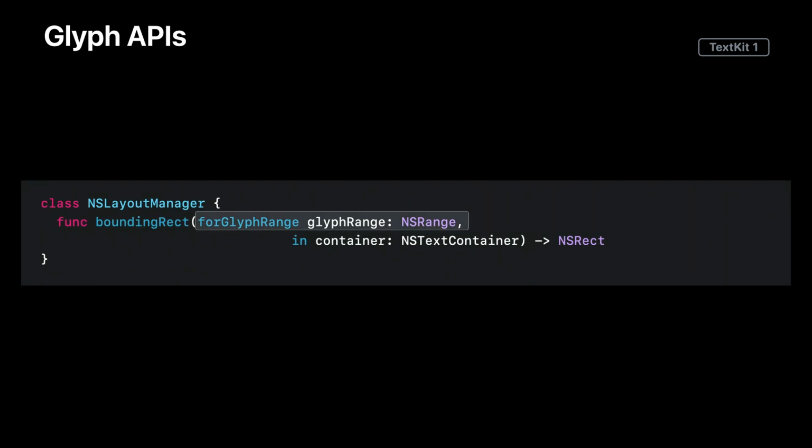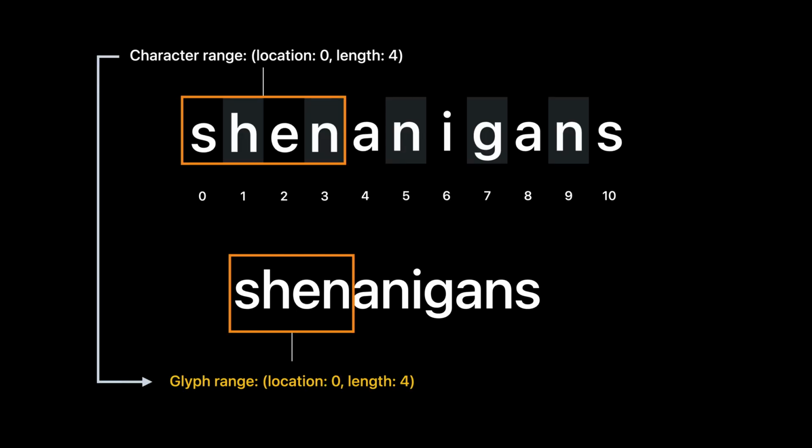Many of the APIs in TextKit 1 require working with a glyph index or range. For example, to get the bounding rectangle of some text, you need to know the glyph range of the text you want. If the text is in a Western language, figuring out the right glyph range isn't too bad. In this English example, it's pretty easy to find the glyph range for the first 4 characters of the text.